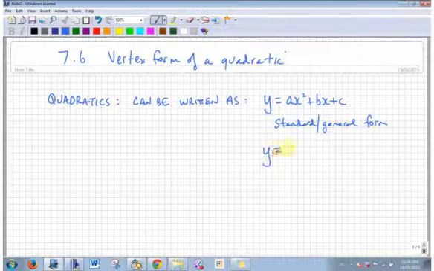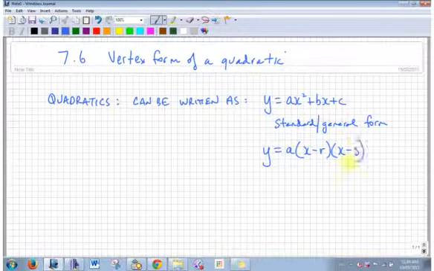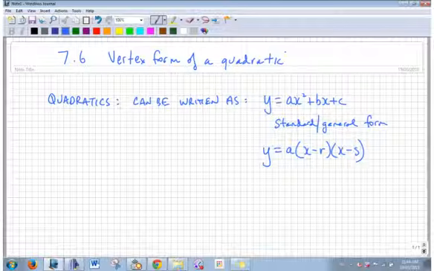We also know that if I put that in my calculator, given some numbers for R and S and A, does that also make a parabola shape? Yeah, because there's an x squared term there. So that we're going to call factored form.